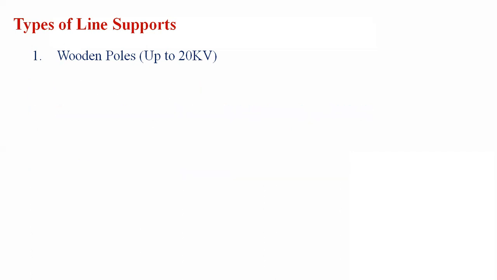The first one, the wooden pole, has an operating voltage capacity up to 20 kV. Practically, the operating voltage available for us is 11 kV, so we can use wooden poles up to 11 kV. Wooden poles are mainly used for low voltage applications, that is, for distribution power in rural electrification.